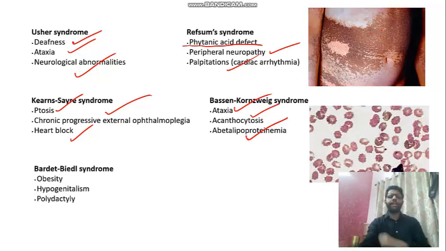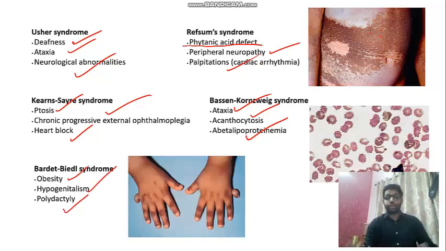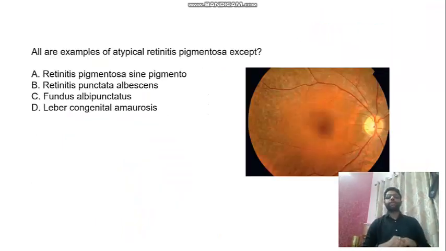And the question for today, the child has obesity, hypogenitalism, polydactyly. The patient has Bardet-Biedl syndrome. So these are some systemic syndromes with atypical retinitis pigmentosa. But I will ask you another question because most of you have given the answer correctly today, that is Bardet-Biedl. So let me ask you this, if you can answer this.